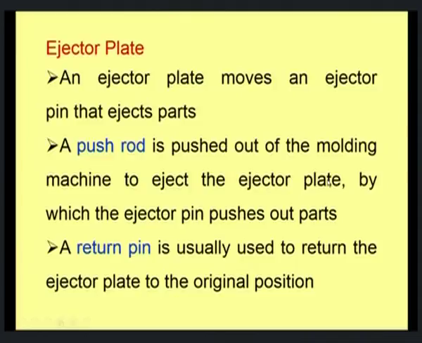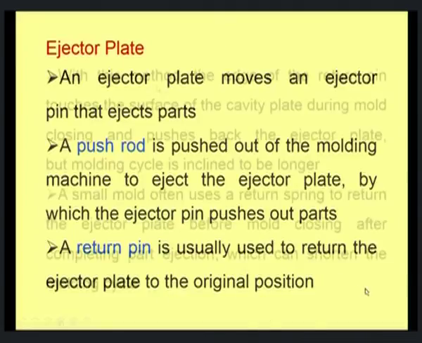So, normally the ejector plate moves along with the motion, either with the open or closed movement of the mold. Once it is opened, a push rod will push this ejector plate assembly or the ejector plate, which is going to push the ejector pin to eject the part out. Now, you have a return pin also that is provided in the ejector plate assembly. This is normally used to return the ejector plate to its original position.